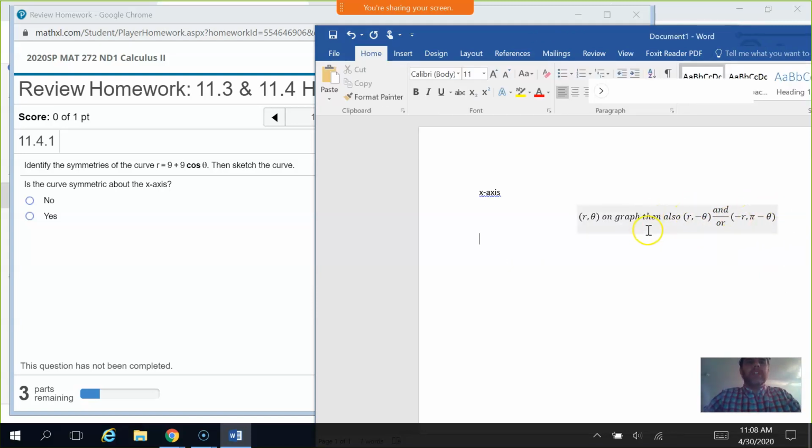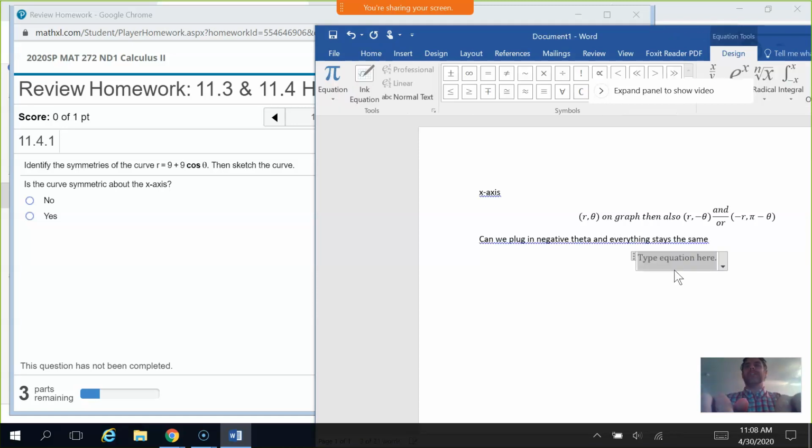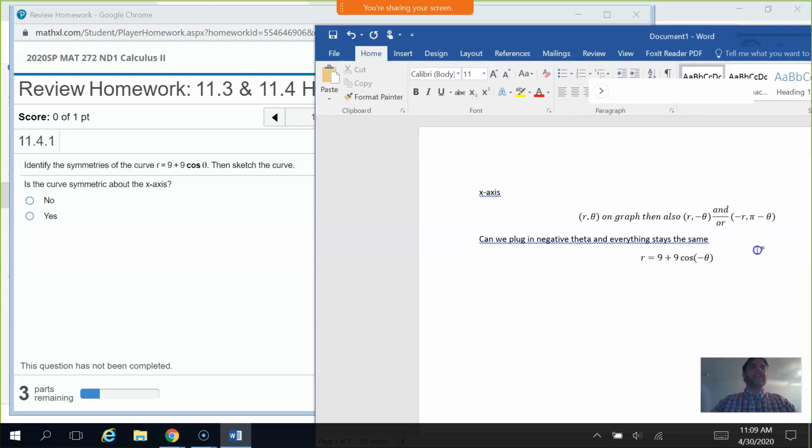So basically what you want to look at is that if you plug in negative theta for positive theta, you want it all to stay the same. What this is saying is that if you have a generic point on the graph, this point is also on the graph. Can we plug in negative theta and everything stays the same? So let's just do it. In our equation, r equals 9 plus 9 cosine theta, instead of plugging in a normal theta, we're going to plug in a negative theta.